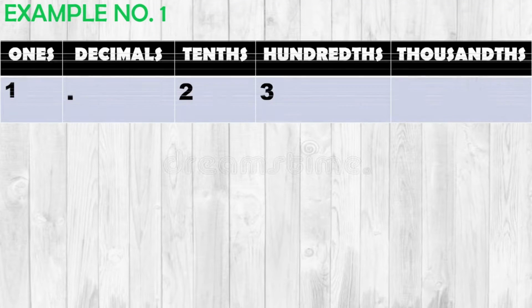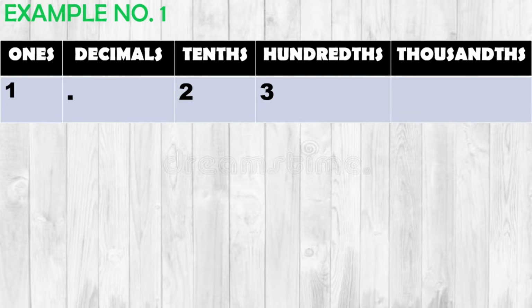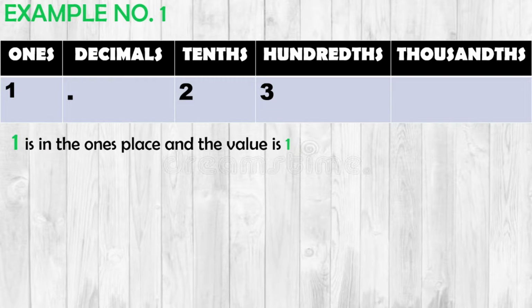Example number 1. Okay, so we have here a place value of a number. Under the ones, we have 1. Then decimals. Under the place value of tenths, we have 2. And we have 3 in hundredths. So we have 1.23. So 1 is in the ones place and the value is 1. Here, before the decimal, we have 1. Its place value is ones and its value is 1. That is a whole number.